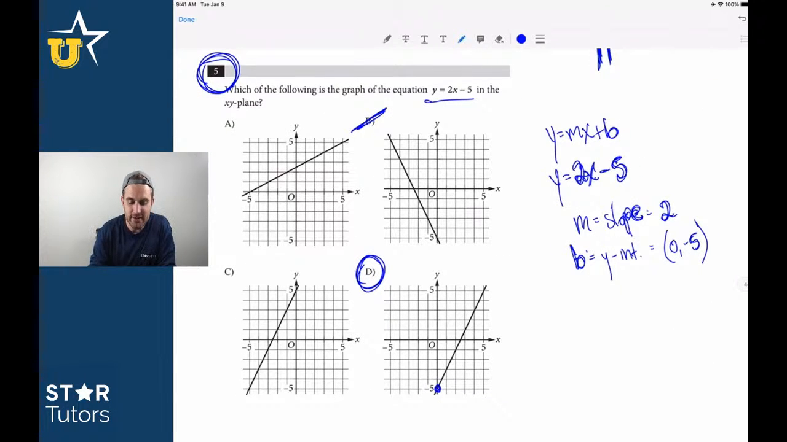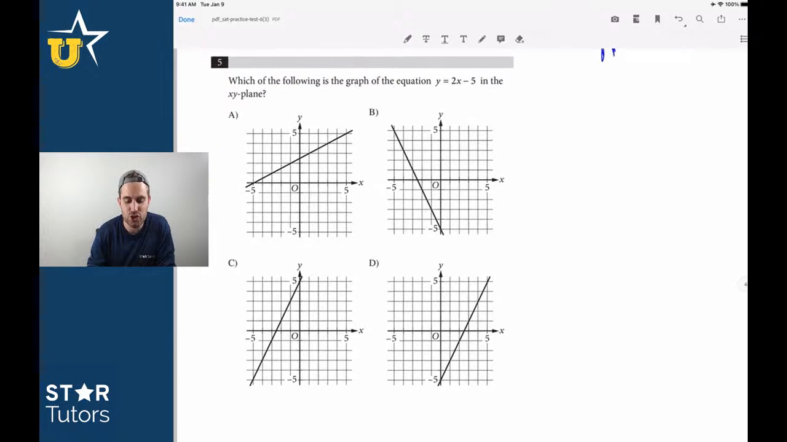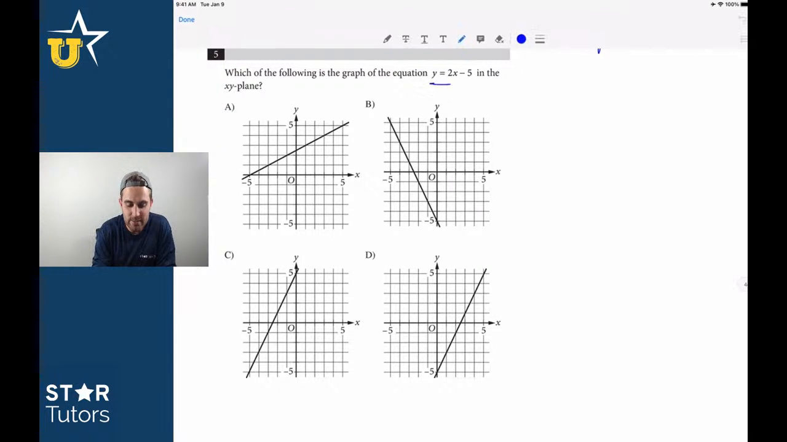Number 5 is the single easiest question on this entire test. It's something that all of us have done so many times. It's a simple y equals mx plus b problem for number 5. I can't tell you how often we see students make simple mistakes on this question solely because they've been doing difficult questions earlier in the test. We have y equals 2x minus 5. Right away, we can eliminate answer choice B because that's a negative slope, right?